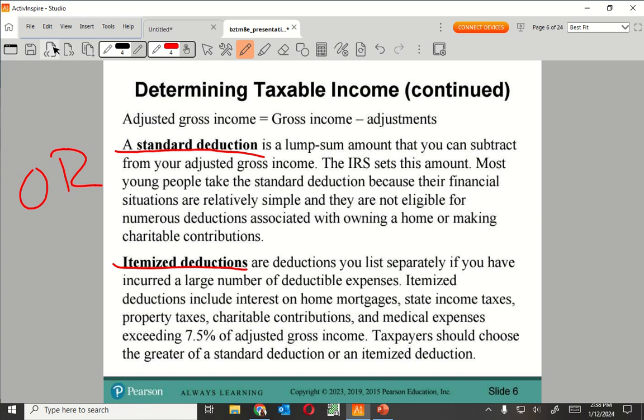You always select the greater amount. You always select the greater amount. What do you always do? Okay, that would be really good to have in your notes, wouldn't it?